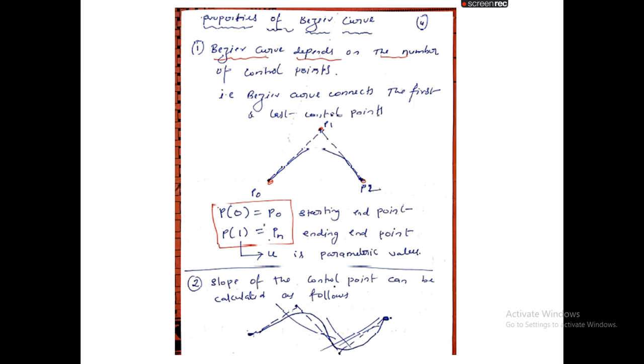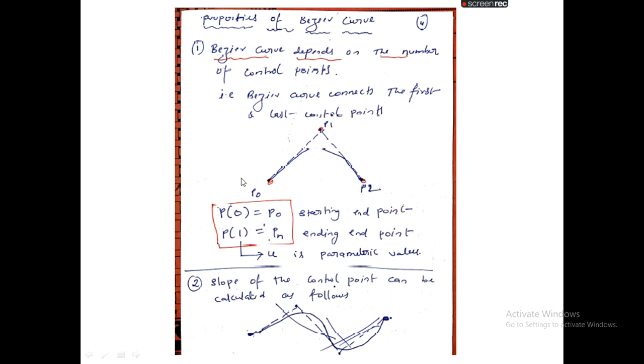Now I would like to explain the properties of Bezier curve. The first property is that Bezier curve mainly depends on the number of control points. As I said in the previous slide, if n control points are there, you will get one Bezier curve with one particular shape. If your Bezier curve contains n minus 1 control points, you will get one more curve with a different shape.